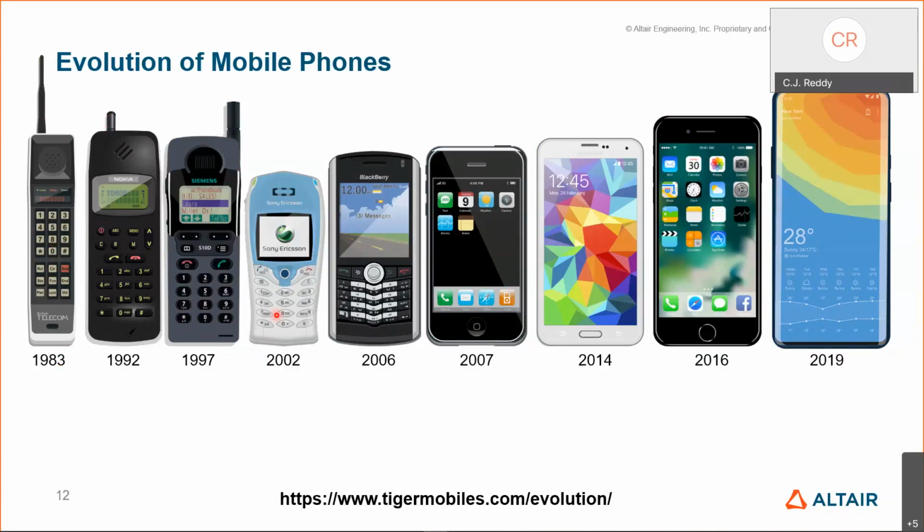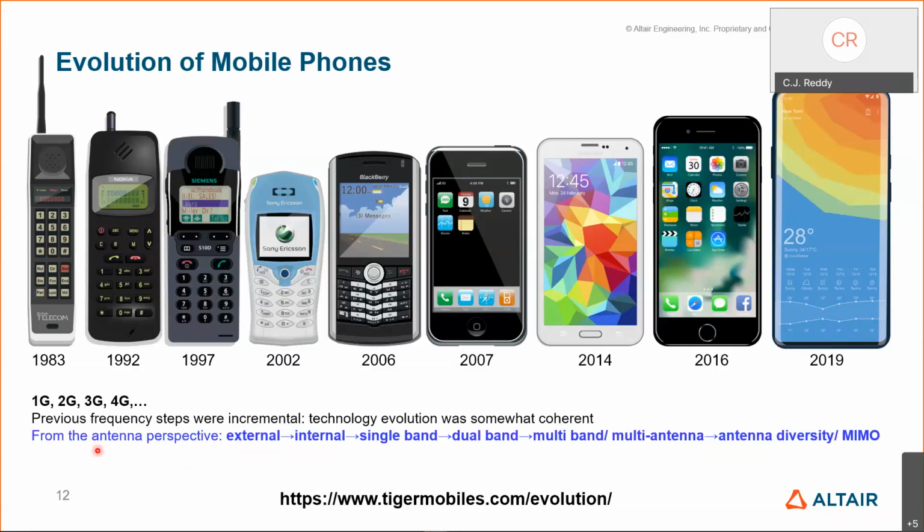And slowly it started disappearing when 3G came out with a smartphone, as well as 4G later on, of course, 5G. You don't see any antennas here. Because our interest here is that from antenna perspective, they became external to internal, single band to dual band, multi-band antenna. And of course, now with 4G, the diversity, as well as with 5G, the massive MIMO type of thing.